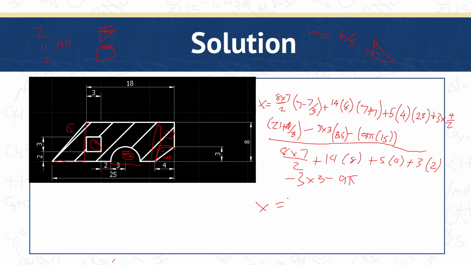So that would be 28 times 7 minus 7 divided by 3, plus 14 times 8 times 14 plus 20 times 23 plus 6 times quantity 21 plus 4 divided by 3, minus 3 times minus 9 times 8.5 minus 9 pi times 15.